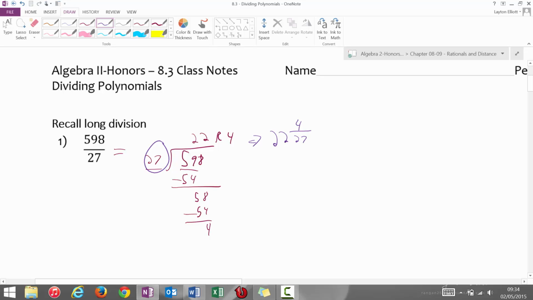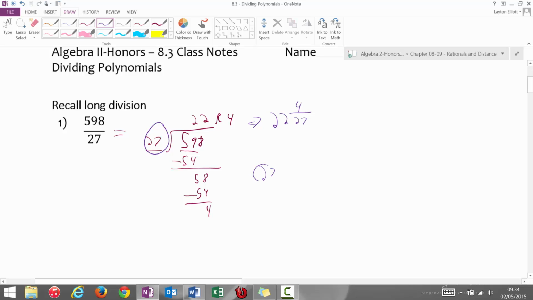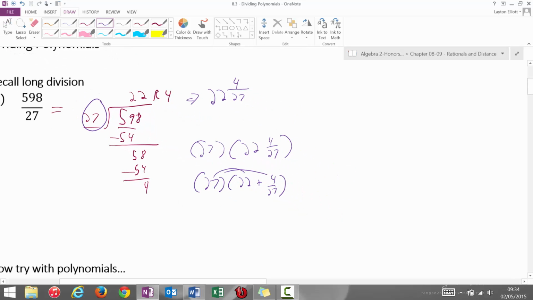Then if I wanted to get back to the original number, I would take 27 and multiply it by 22 and 4/27. Well, that meant 27 times 22 plus 4/27, which then distributes. And we kind of know that. Basically, if I want to multiply this back out, I take this 22 times 27 and I add 4. In other words, quotient times divisor plus remainder.